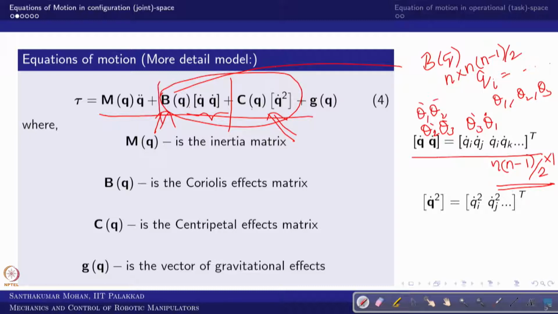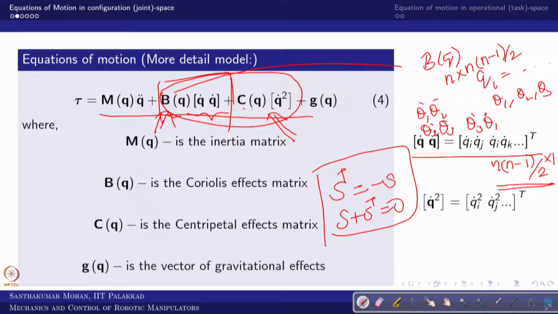So now you have an idea what the Coriolis effect is. The Coriolis effect happens due to the combination of linear and angular velocity of that particular link. And similarly, you can see the radial or centripetal effects, which would give something specific. The C of q would give something called a skew-symmetric matrix, in the sense S transpose equal to minus S, or S plus S transpose equal to 0. We will see all these in detail later.